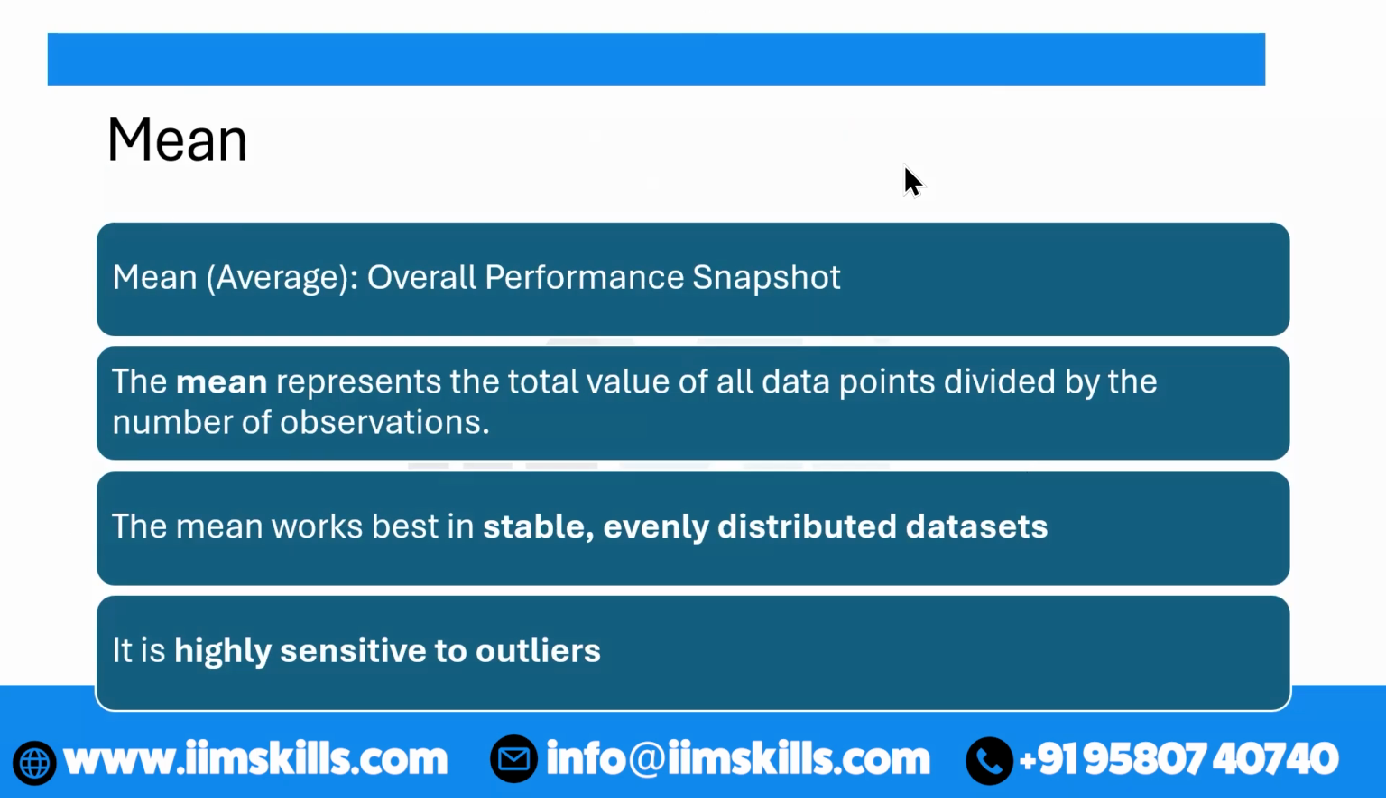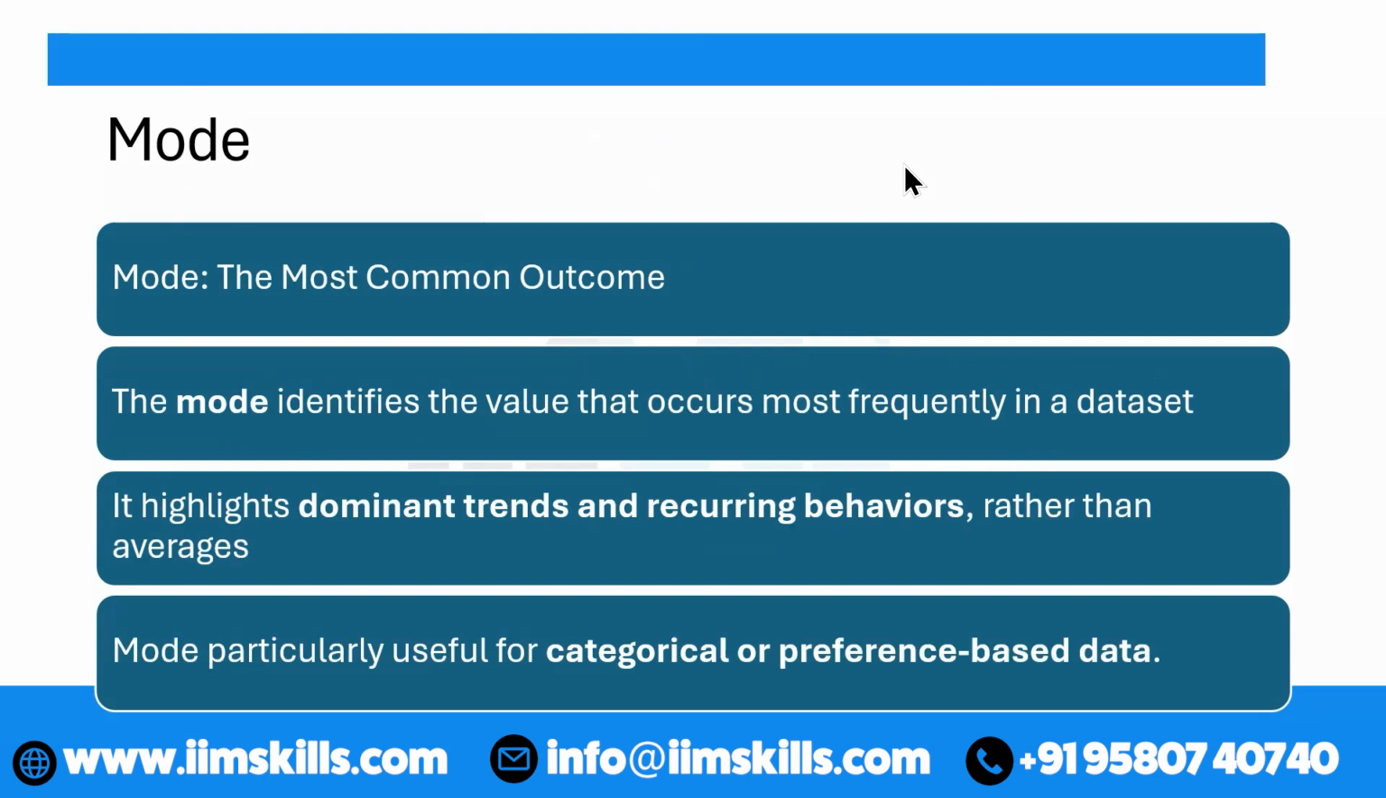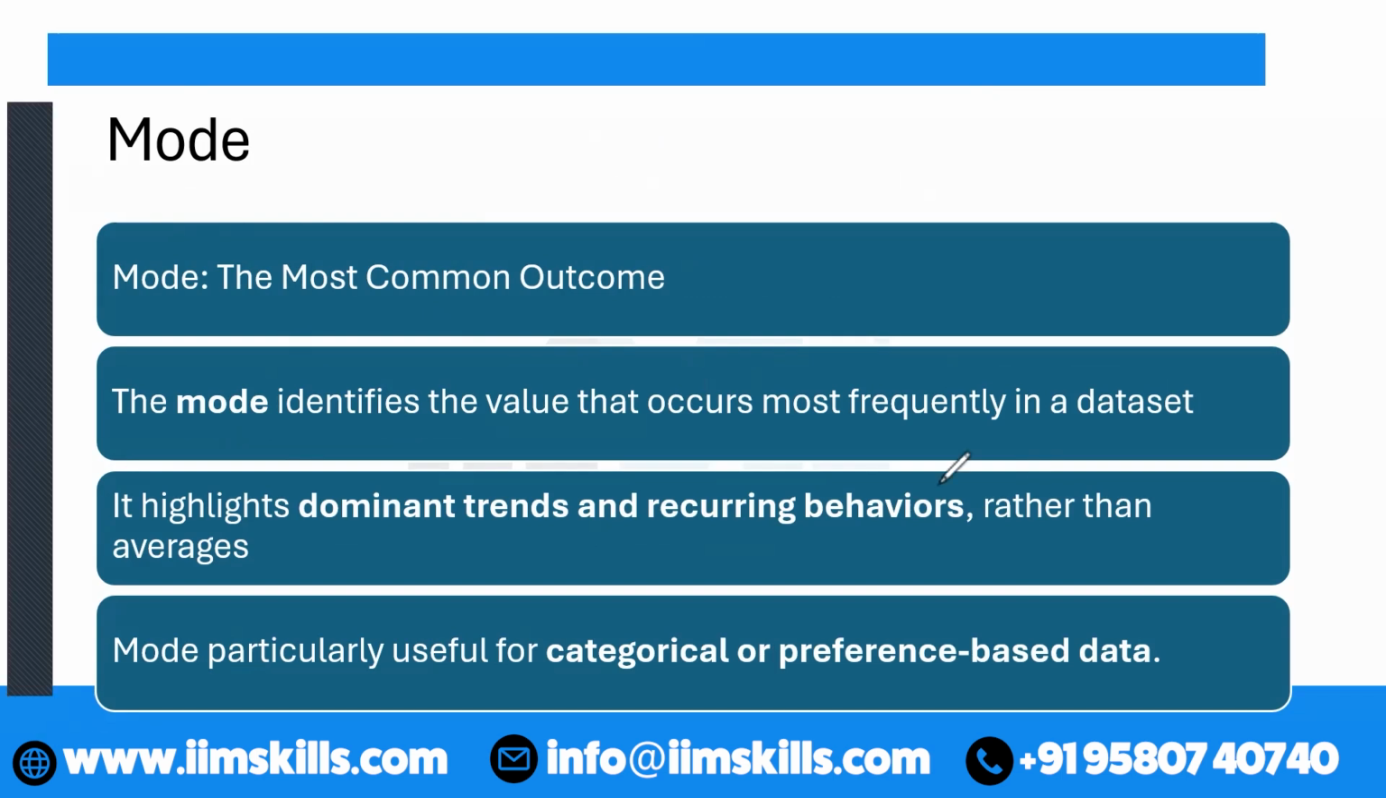So let's move on with the median and mode. What is mode? The most common outcome. It is well suited for data like weather data. If you see weather data, a particular temperature may appear again and again: 32, 32, 32. The minimum temperature may be 18, 18, 18.